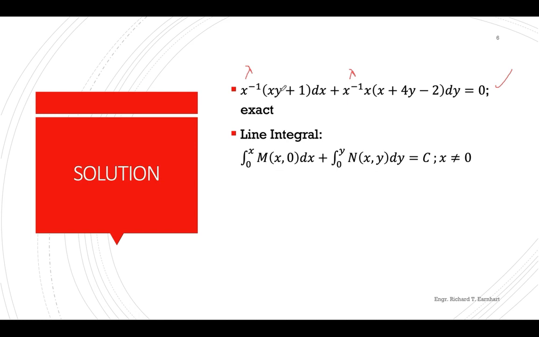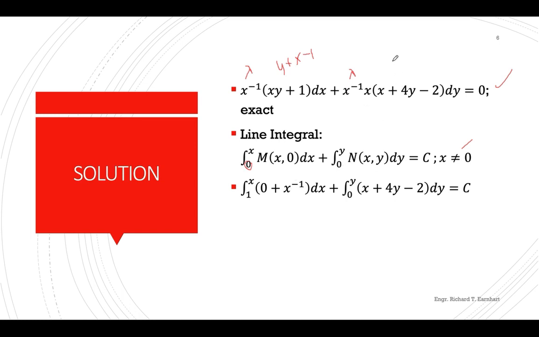Okay, but take note that this one is y plus x raised to negative 1, so this is 1 over x. So x cannot be equal to 0, so we can change the lower limit to 1. Okay, so I'll be using M(x, 0), so y is equal to 0, and that gives you x raised to negative 1.